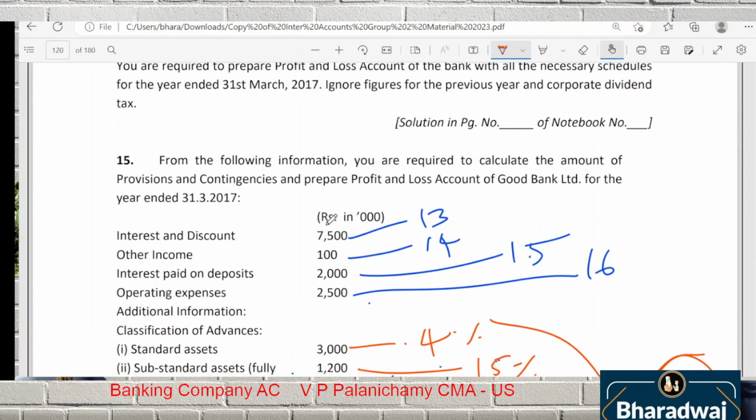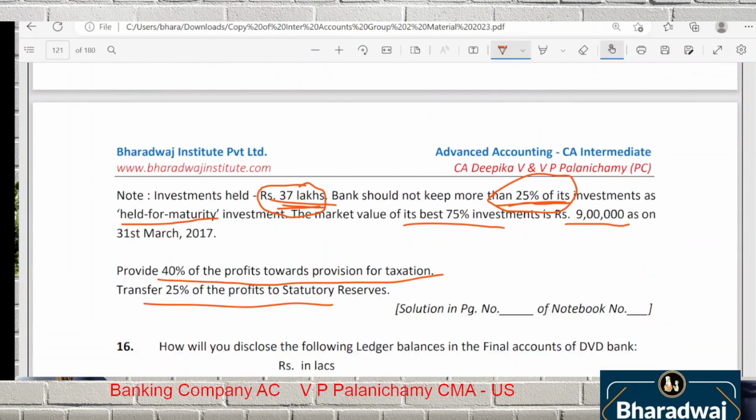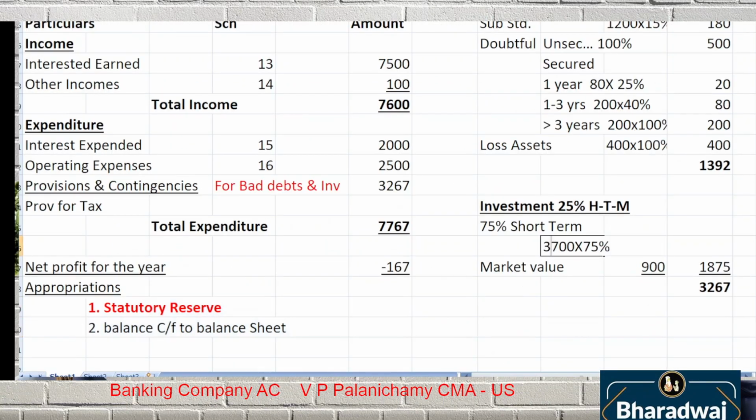37 lakh rupees in thousands. Oh, that created the issue. Sorry, I read it wrongly. 37 lakhs means 3,700 thousands into 75%, 2775. Market value is 9 lakhs, that is 900 thousands rupees in thousands. So that caused confusion. 1875. So 1312 plus 1875, 3267 is the provision and contingency.